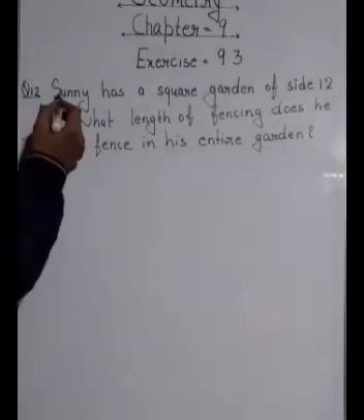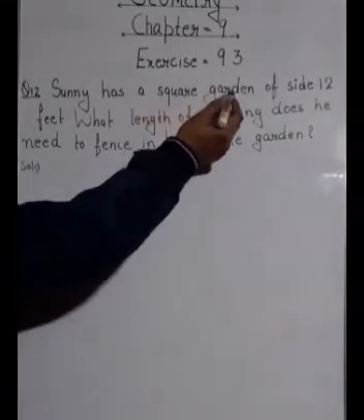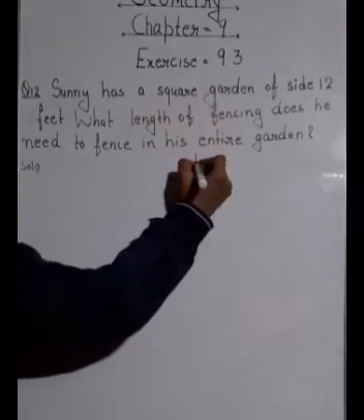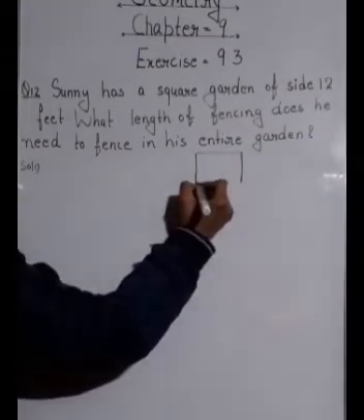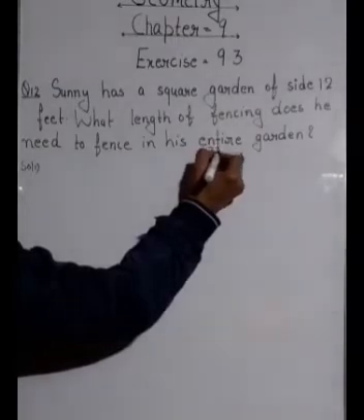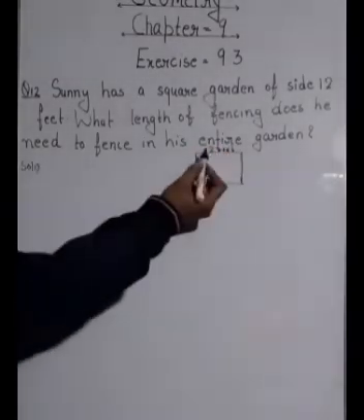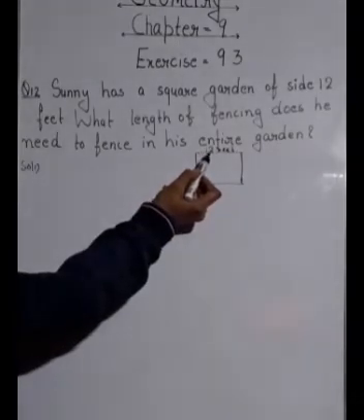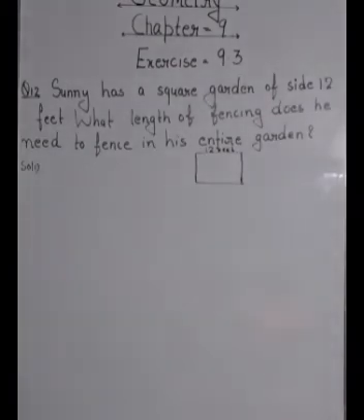Okay. There is a boy named Sunny. What he has? He has a square garden. It means the shape of his garden is a square. His garden is a square in shape with side 12 feet. What is the side of his garden? 12 feet. So if it is a square, if this is 12, this one is also 12, this one is also 12, and this one is also 12.